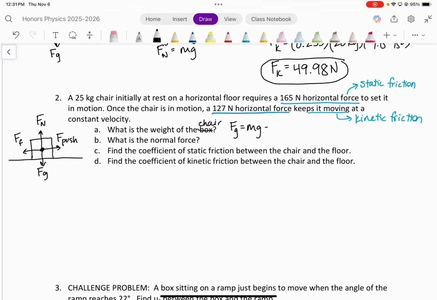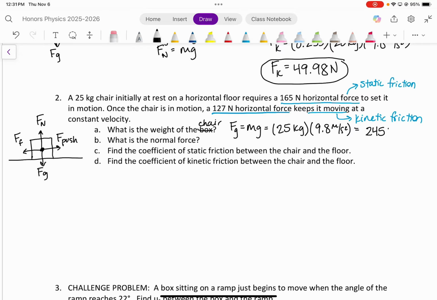All right, what is the mass of my chair? 25 kilograms. And g is going to be 9.8 meters per second squared. So what do I get for the weight of this object or chair? 245. Okay, and what are the units?